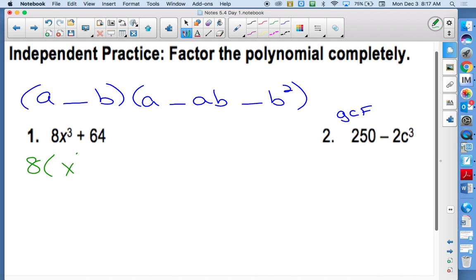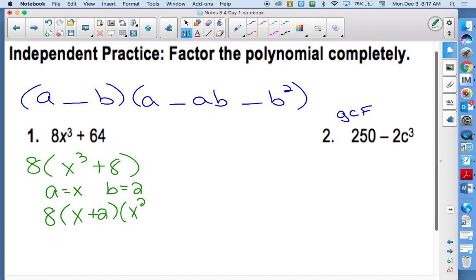So then we have x cubed plus 8. So then A is just x and B is just 2. That one's a trick. So then following the pattern, we have A, same sign B, A squared, opposite sign, A times B, always positive, and then B squared would be 2 squared, which is 4.